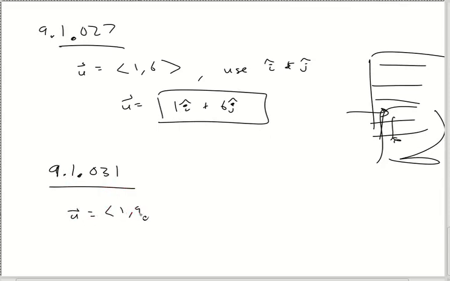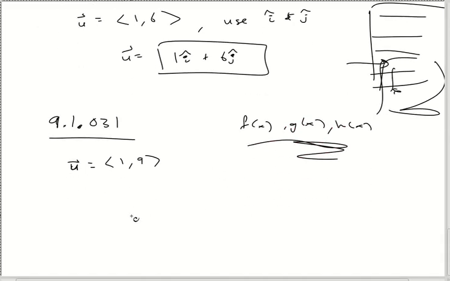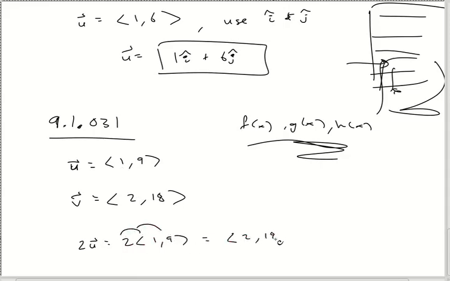I got u is equal to <1, 9>. By the way, I've been using vector v, and all of a sudden I'm starting to use u. Well, it's just like kind of like saying f of x, g of x, h of x. They're all the same. It doesn't really change what's going on. So u and v, they're all the same here. My v vector is <2, 18>. And they want a couple things. They want 2u. I'm just going to go and do it. So 2 times my u, distribute to get <2, 18>.